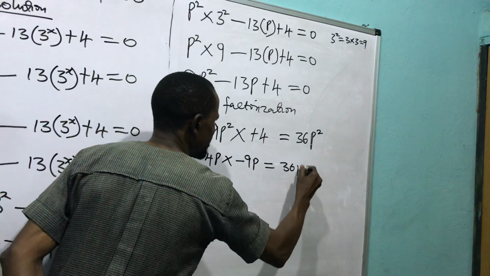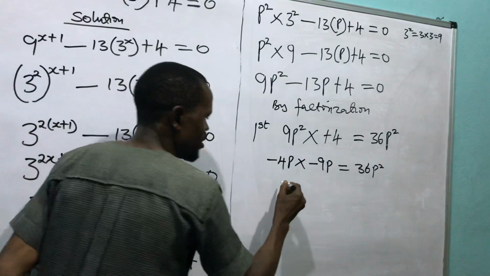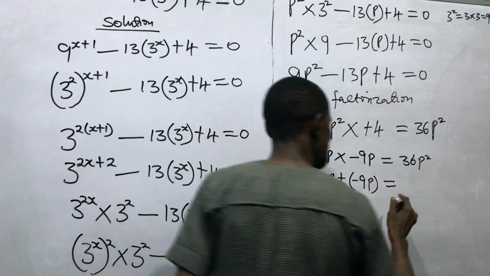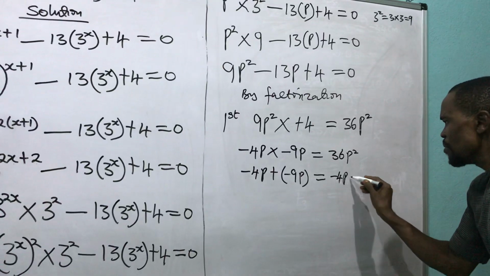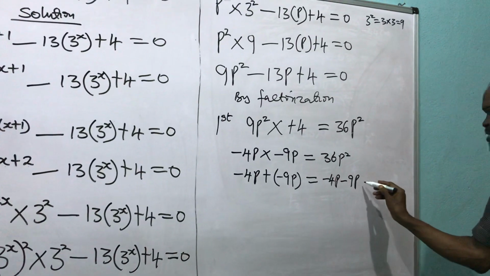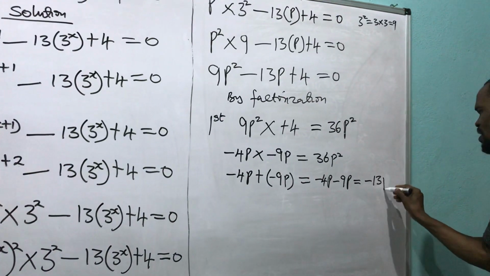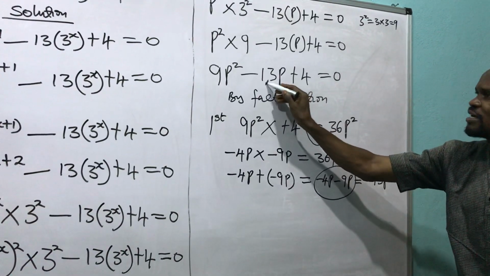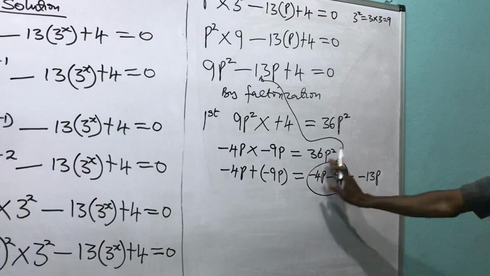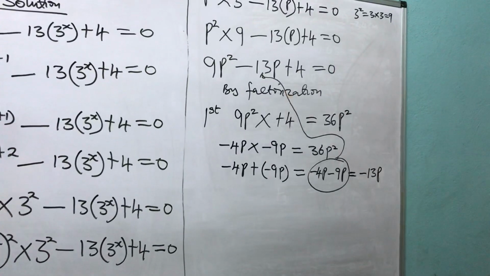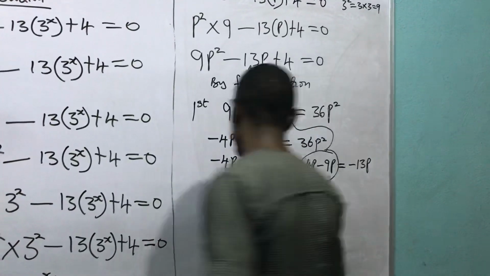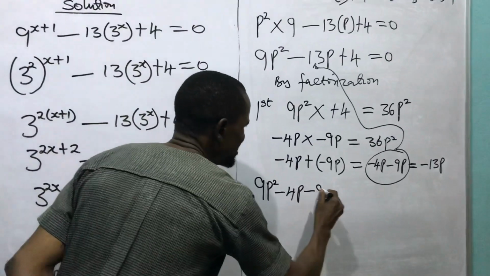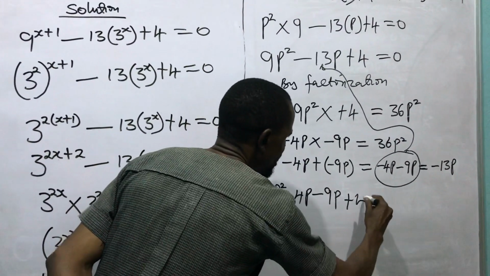Minus 4p times minus 9p gives me plus 36p squared. Then minus 4p plus minus 9p is the same thing as minus 4p minus 9p, and this will give me minus 13p. That means I can use these terms to replace minus 13p in this equation. Then when I replace them, I'm going to have 9p squared minus 4p minus 9p plus 4 equals 0.